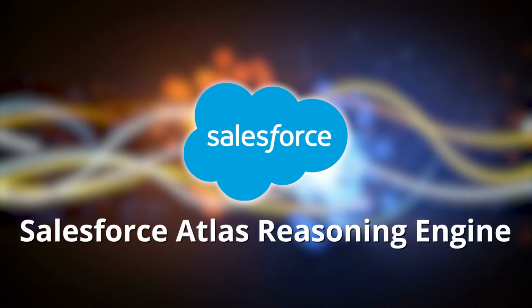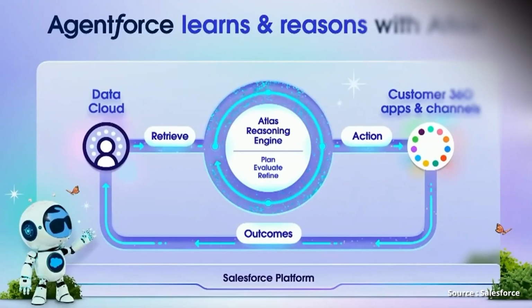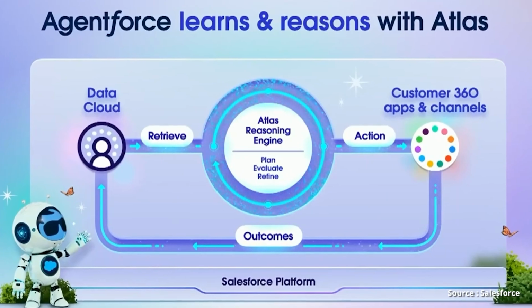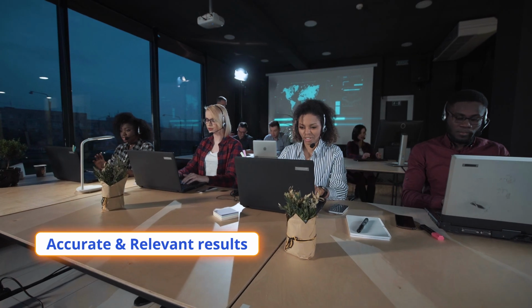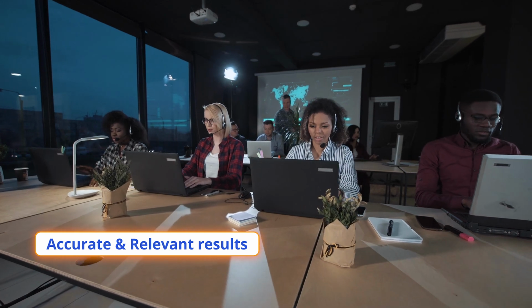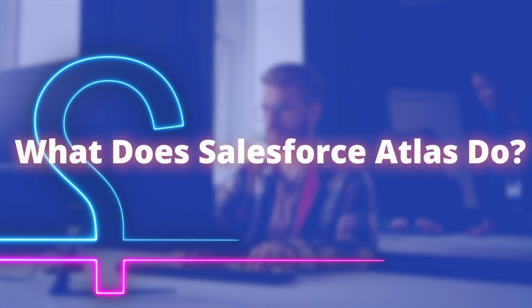The Salesforce Atlas reasoning engine is an agentic system, meaning it has more autonomy in actions performed for the user. This video explores how its new reasoning and planning methods help agents deliver accurate and relevant results. But the big question is, what does Salesforce Atlas do?